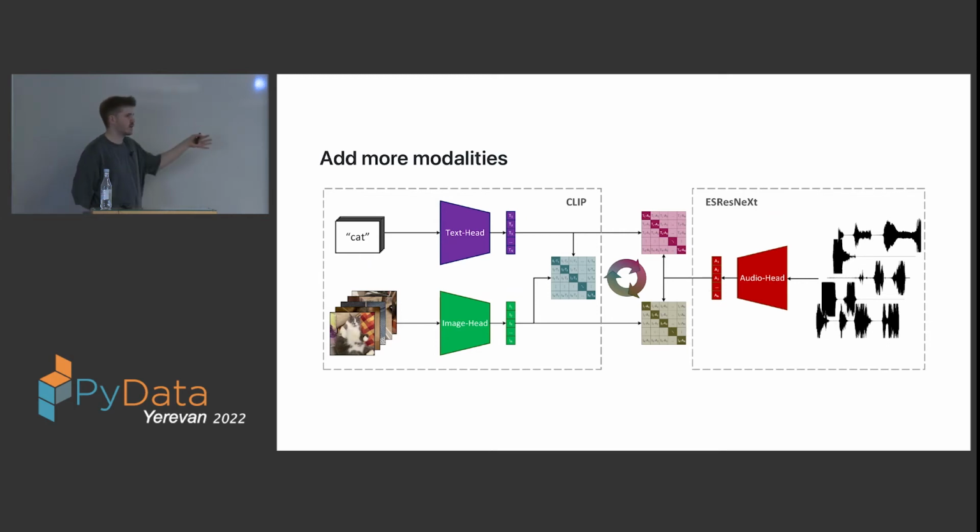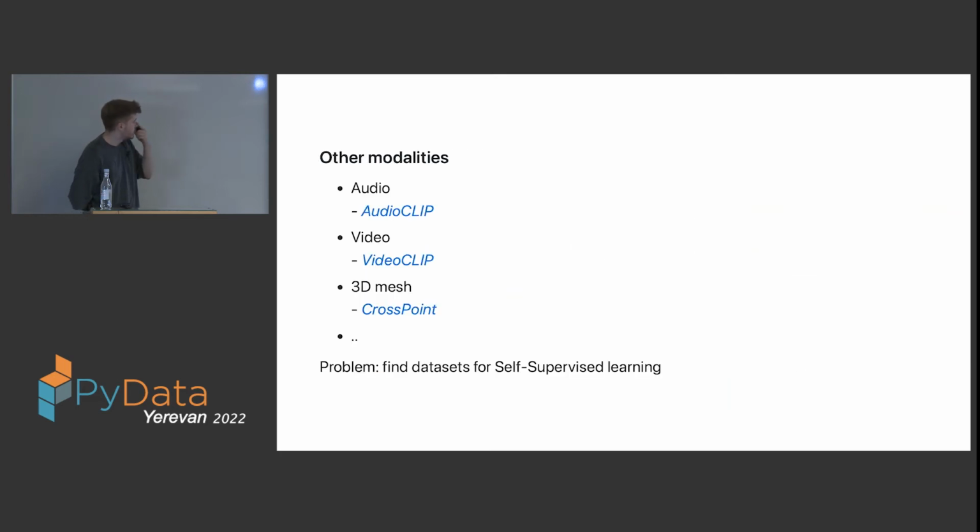And where can we find that? We can find that from video. We can try to separate video into the audio, the picture, and sometimes we have a textual description of the segments of video and so on. But that's always challenging. So there are some papers. One is called AudioCLIP, for video there is VideoCLIP, the fantasy of the ML engineers. For mesh, it's called CrossPoint.